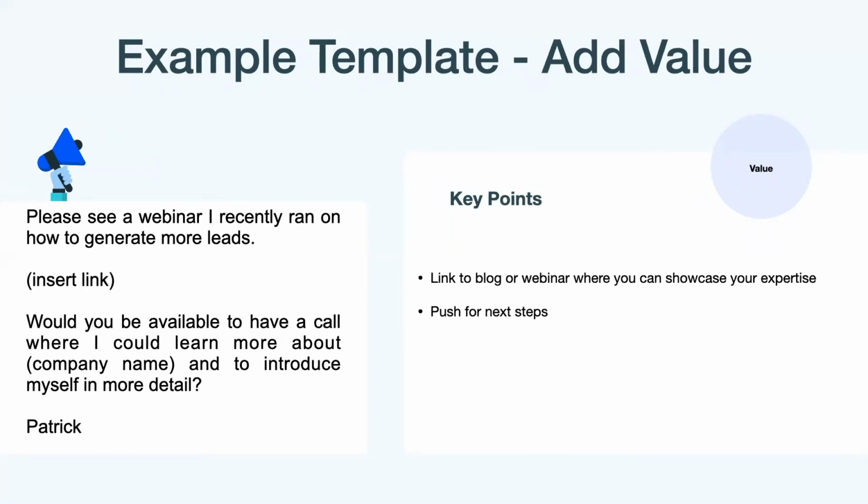So in this bottom section, the call to action, I want to add value. I want to say, if you're not too sure about me, this is where you can watch a video. This is where you can learn. Here's some more information. And if you would like a call, it would be great. And then the final thing is a signature.